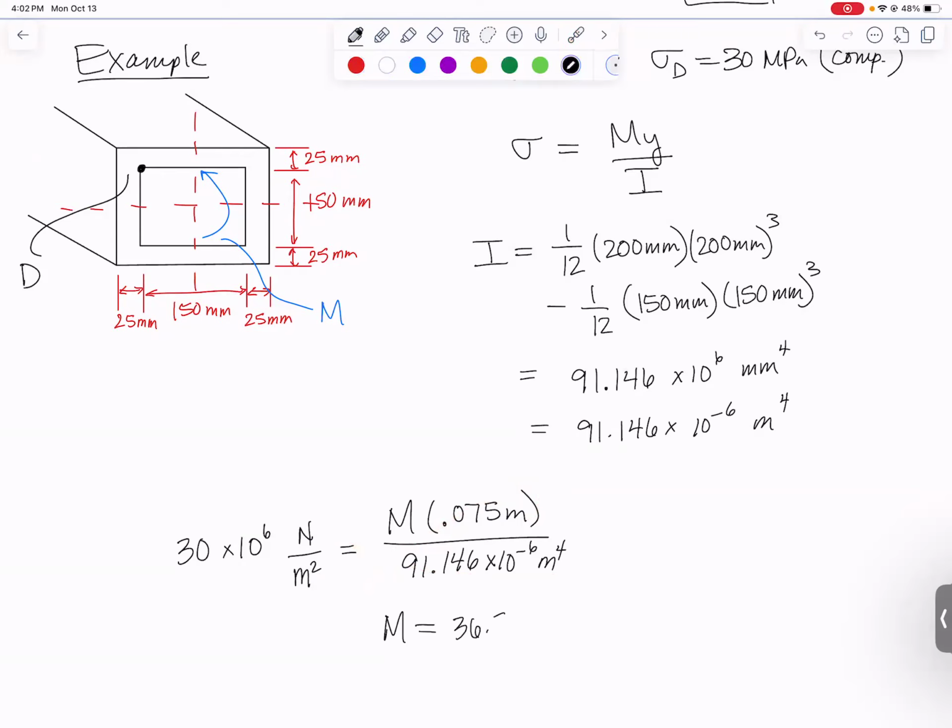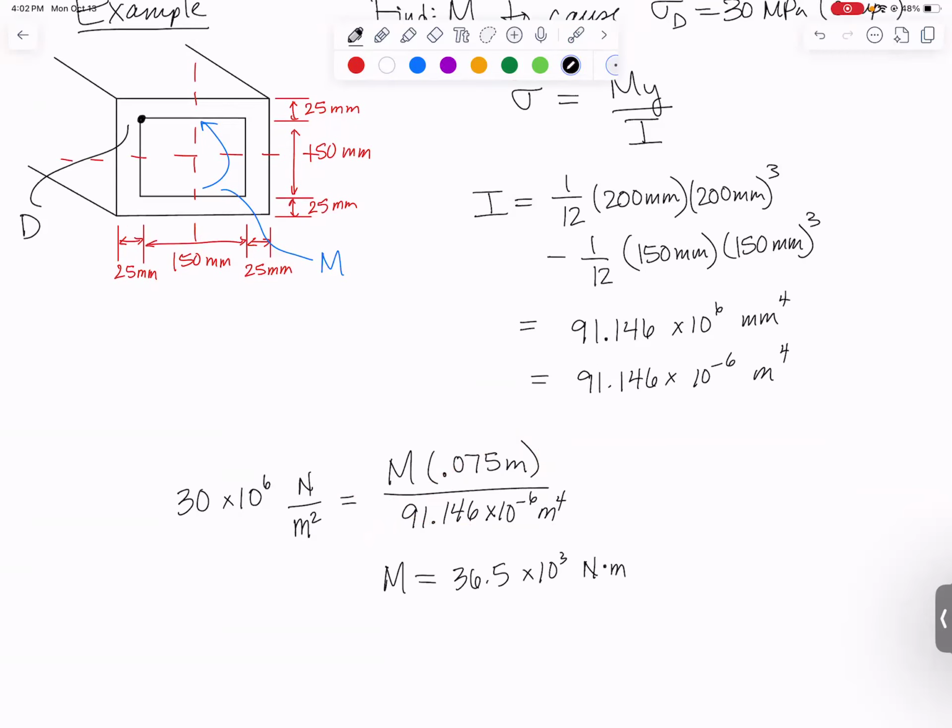I get 36.5 times 10 to the third Newton meters, but we can replace that with kilonewton meters. So that is 36.5 kilonewton meters. And there is our answer rounded to 3 sig figs. Why don't we go ahead and find the maximum stress?